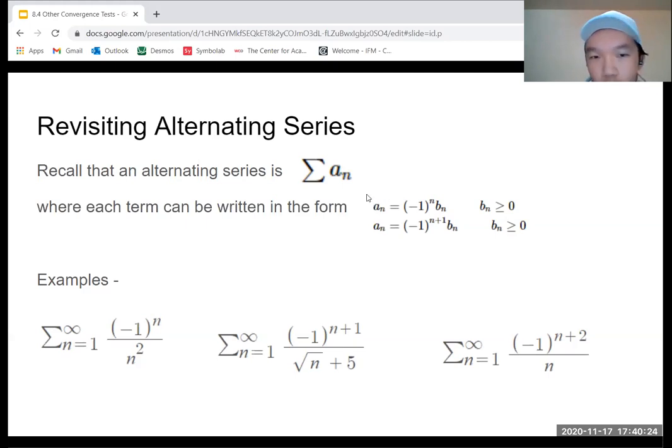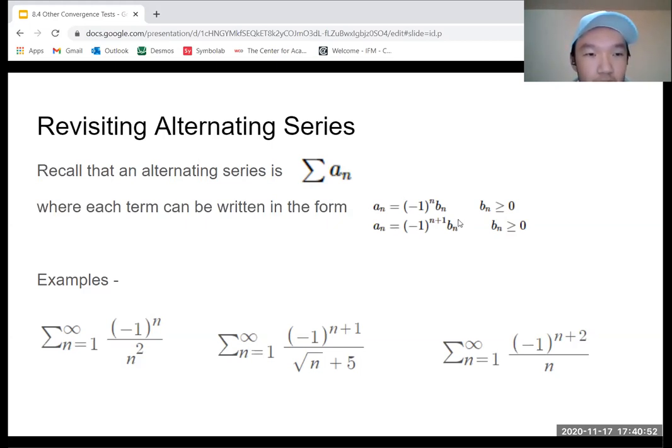It can be written in 2 ways. The first way is -1 to the nth power times b sub n, or -1 to the n+1 power times b sub n. Both of these forms are alternating series. It's just that one of them starts with a positive and the other starts with a negative, and then they both alternate.